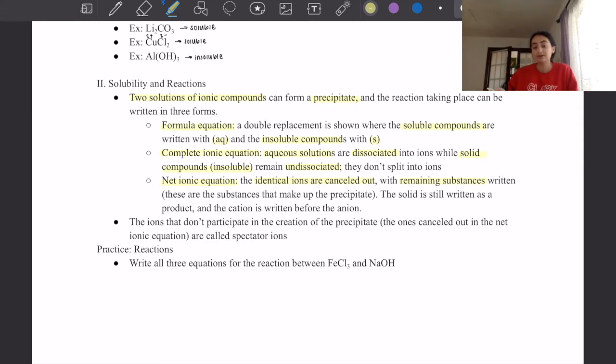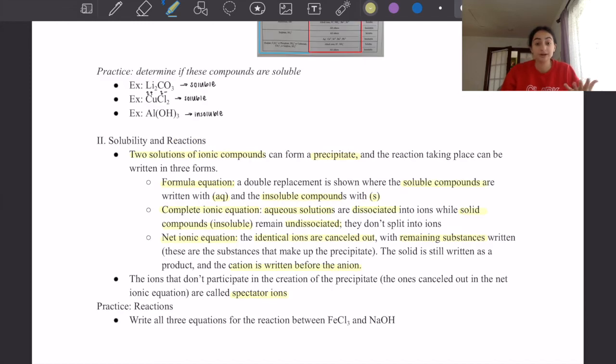And these substances are the ions that make up the precipitate. So you'll have ion yields precipitate. The solid is still written as a product, and in the reactants, the cation is written before the anion. The ions that don't participate in the formation of a precipitate are called spectator ions, and they just get canceled out when you go from the complete ionic equation to the net ionic equation. So those are the three different equations you can use in solubility reactions when two solutions are mixed together.